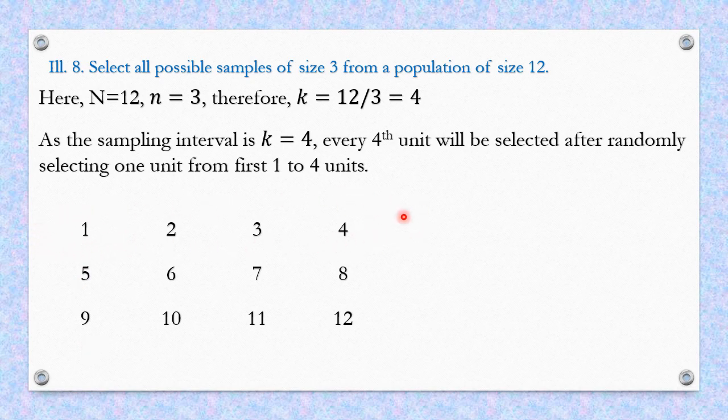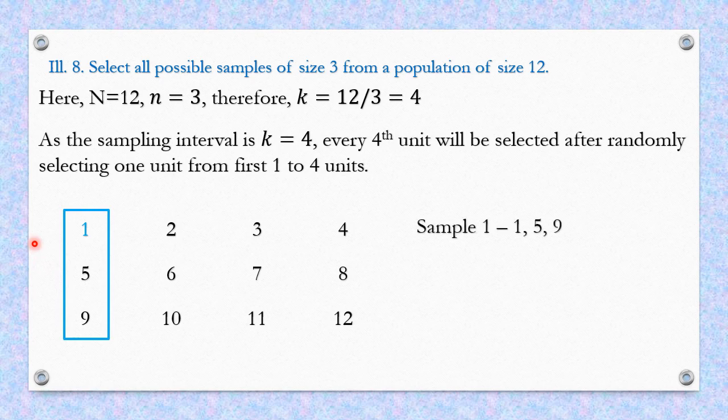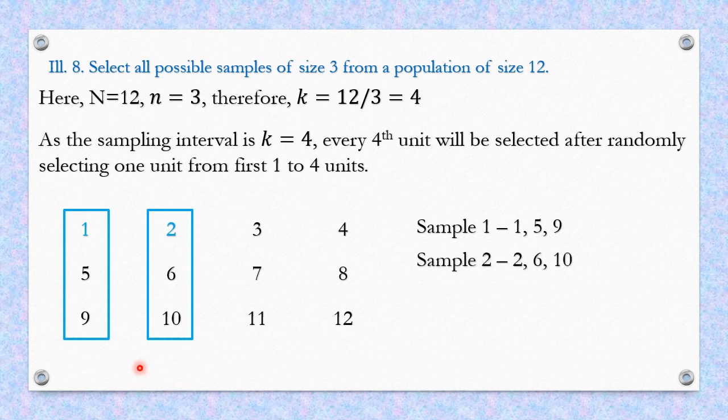So we start by assuming that from 1 to 4 I have selected 1. Randomly I have selected 1. So if I am selecting 1, each fourth value, 1, 2, 3, 4, 1, 2, 3, 4, will be in the sample. So if I select 1, then my first sample will be 1, 5 and 9. These are the probable samples. So either I get 1, 5, 9, or if I start with 2, the second option, from 1 to 4 I am selecting 2, then naturally these values will be the samples. So my second option for sample is 2, 6 and 10.